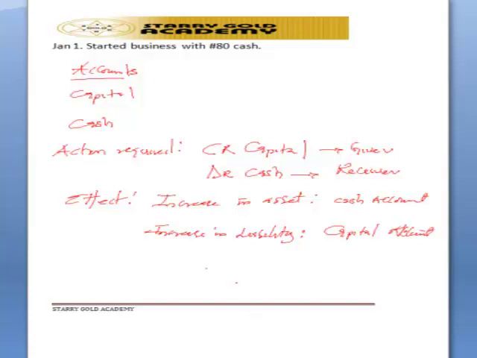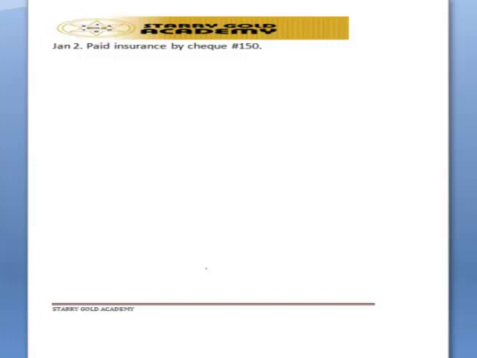So let's see the next. January 2nd, paid insurance by check. The two accounts involved here are insurance, and whenever payment is made by check, we represent it in accounting as bank. There is nothing like a check account. So we have insurance and bank. Who is giving out? Insurance is receiving, and the bank is giving out money.